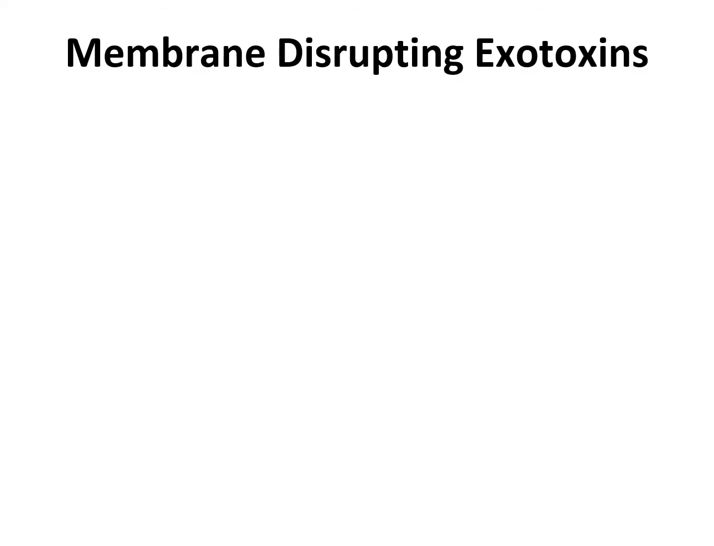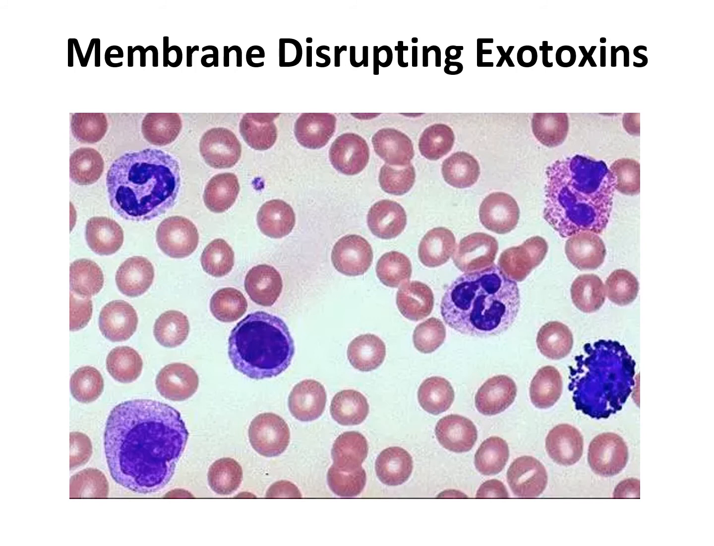The easiest to explain, of course, are the membrane disrupting exotoxins, and those, of course, rupture membranes. And often the target are the white blood cells. So this is a blood smear. These are the red blood cells, and these are the white blood cells. And this is the effect of an exotoxin, disrupting the membrane, which will effectively kill the white blood cells. And of course, the benefit to the microbe is the fewer white blood cells are around, the fewer cells are attacking the microbe.